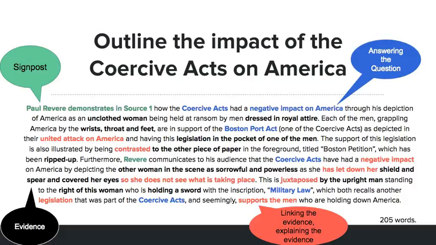What is the difference between the two legislations? One's in the pocket, one has been ripped up. So we have to be ultra specific about what is actually being depicted in the image. Okay, and that's our evidence. Notice that I haven't made any statement about Lord North, the Spanish or the French.